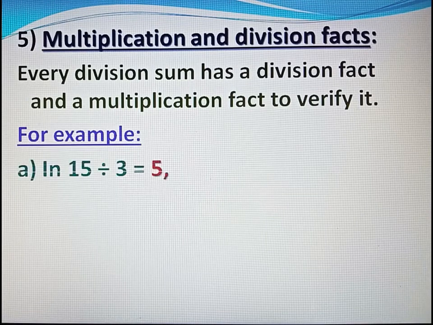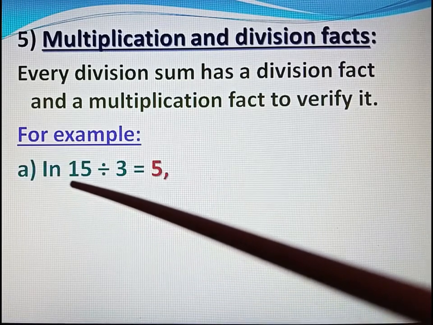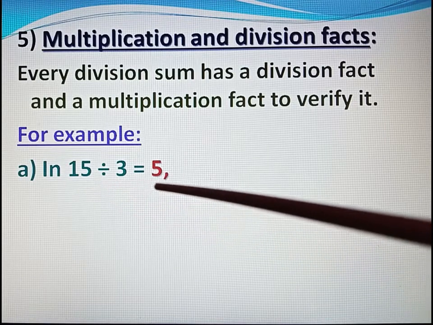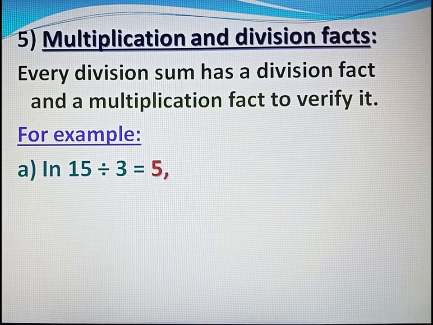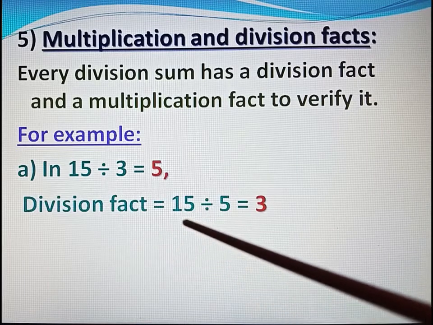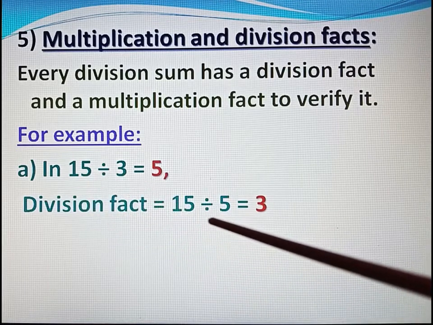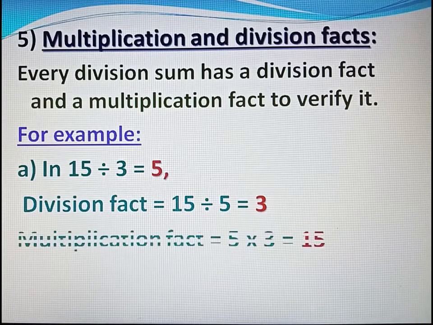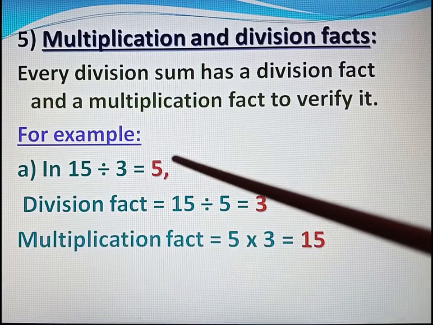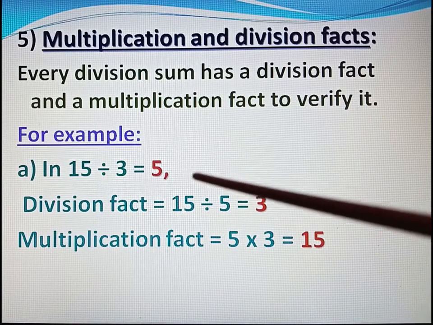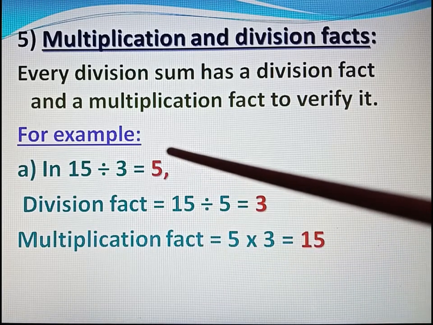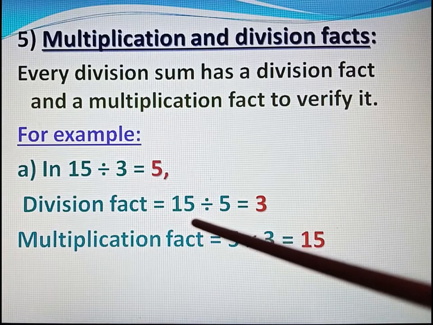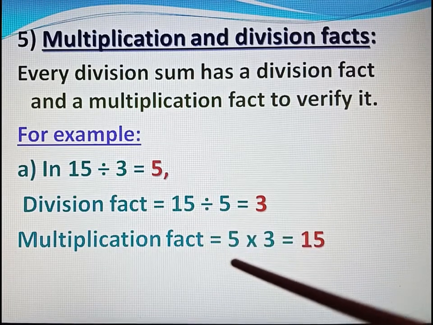See for example, A part, in 15 divide 3, we are dividing 15 by 3, quotient is 5. Division fact, that is 15 divide 5 equal 3. And multiplication fact, that is in this division fact that is 5 and this division fact that is 3. So we will multiply 5 and 3. 5 multiply 3 equal 15 and 15. आपका आ गया आंसर, that it is verified.